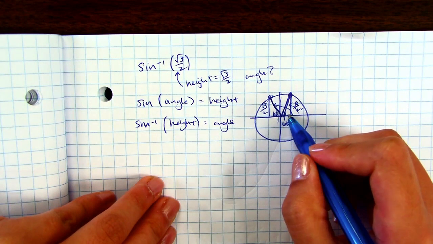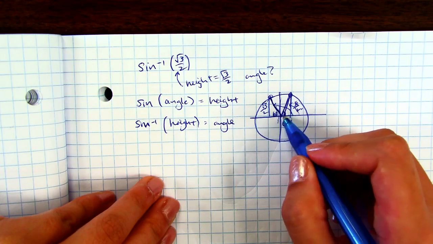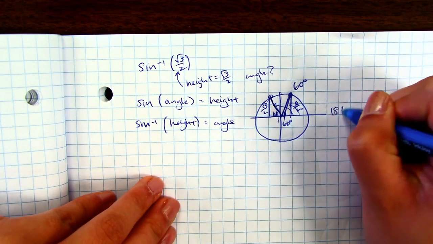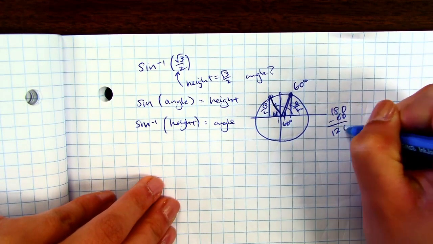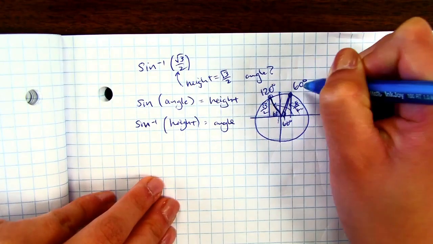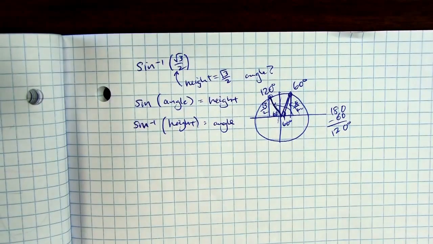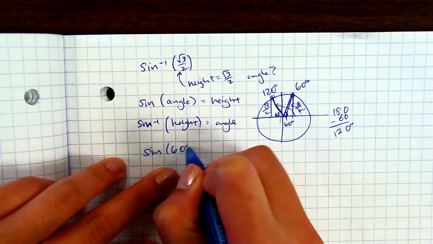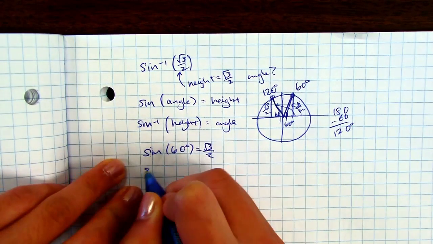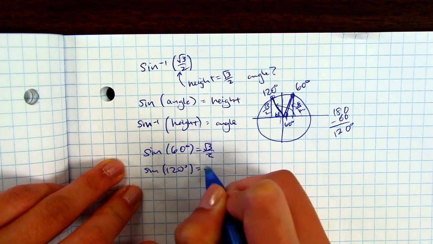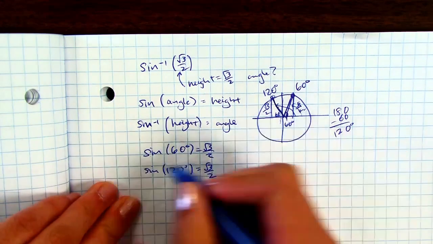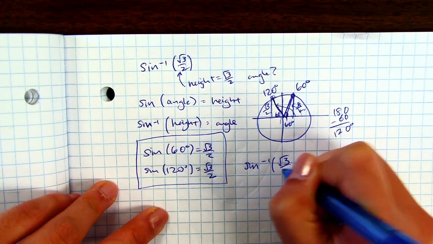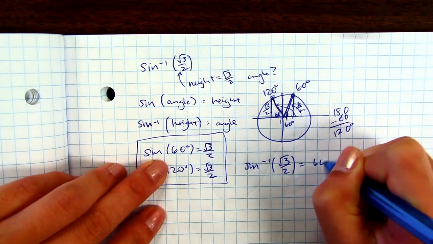How much have I rotated such that my reference angles here are 60 degrees and 60 degrees? Well, here this is 60. This one is 180 minus 60, which gives me 120 degrees. So at 120 degrees and at 60 degrees, my sine value is root 3 over 2. That means sine of 60 degrees is root 3 over 2, and sine of 120 is equal to root 3 over 2. Given this information, my inverse sine of root 3 over 2 is either equal to 60 or 120.